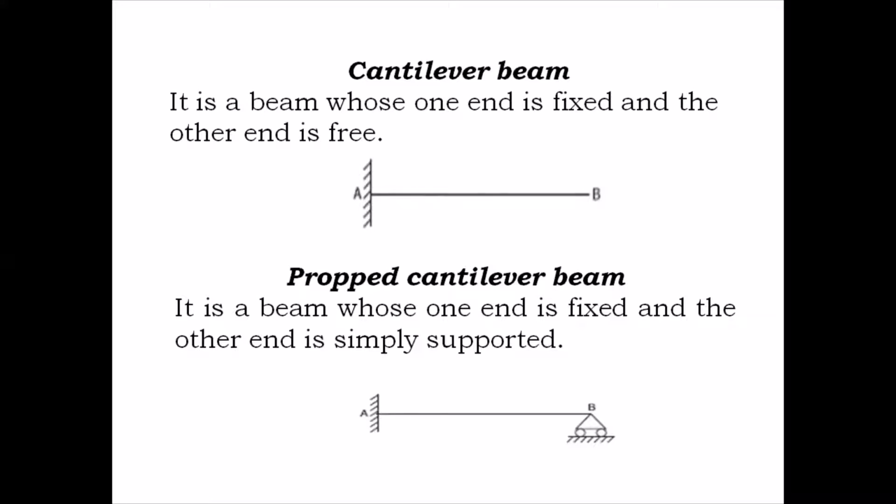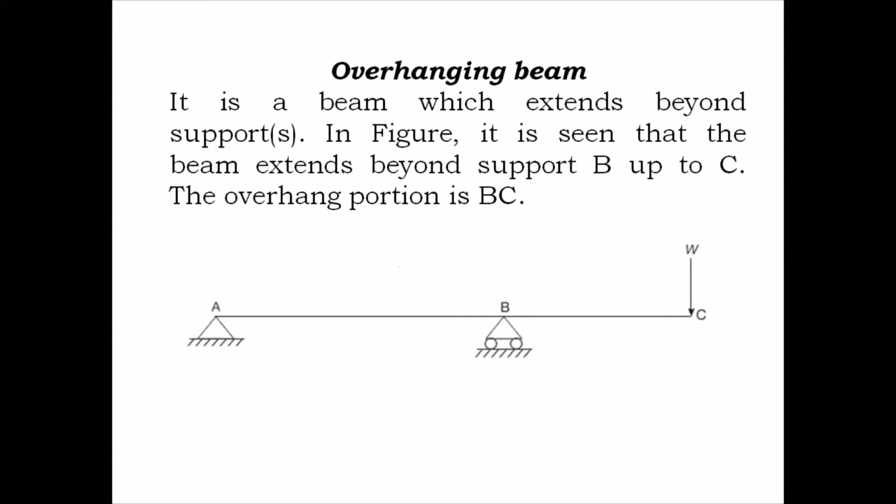The next one is the propped cantilever beam, wherein it is a beam which is fixed at one end, but it is simply supported at the other end. Okay, so propped cantilever. The next and the last one is the overhanging beam, wherein you have some portion of the beam which is hanging in air. It is not being supported.